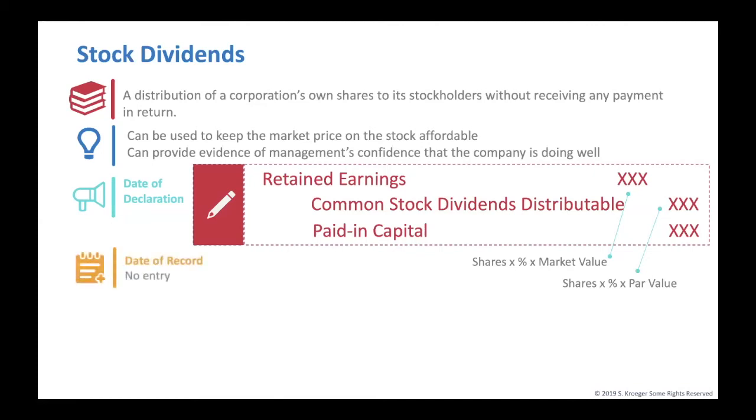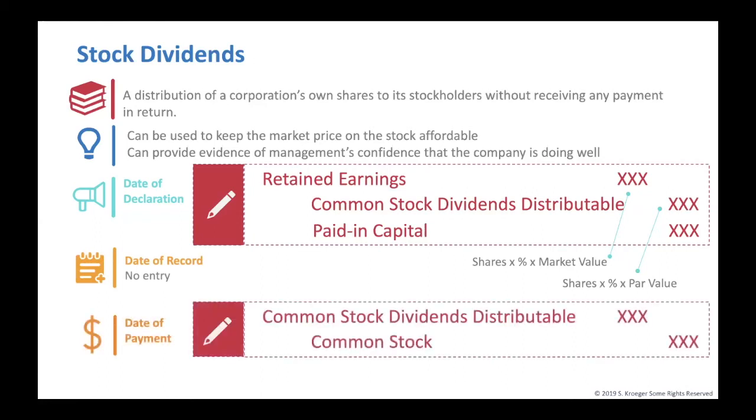The next date is the date of record. As with cash dividends, there is no entry here. On the payment date, we need to remove the liability and pay out the stock. We debit the account common stock dividends distributable to remove the liability for the same amount we used on the declaration date. We credit common stock because that is what we are paying out, not cash this time.